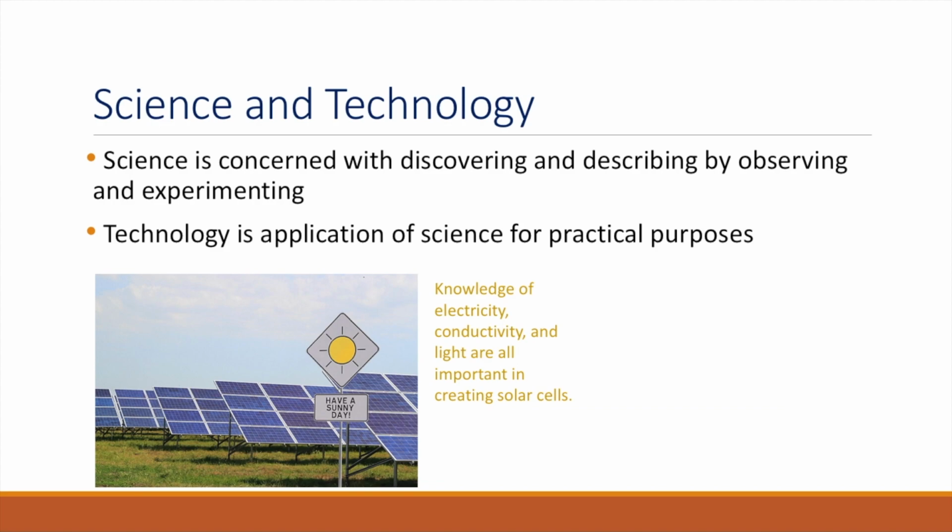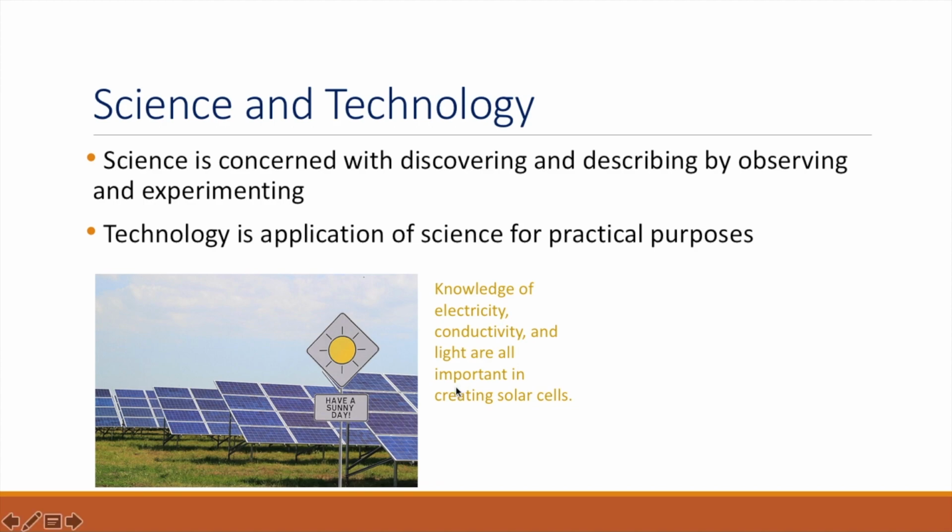Technology is an application of science for practical purposes. So when we use technology, we are usually using it to help us do something else. For example, our computers are full of technology. We use our computers to help us research things, to help us do homework, check Facebook, things like that. Another example is using solar panels. Solar panels capture the sunlight's energy and convert it into a form that we can use. In order to do that, we had to have knowledge of electricity, conductivity, and light in order to make those solar cells work.